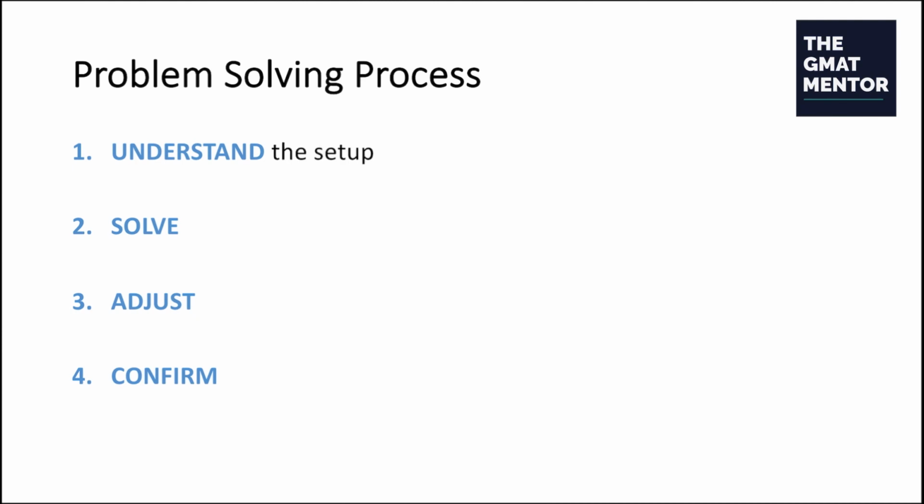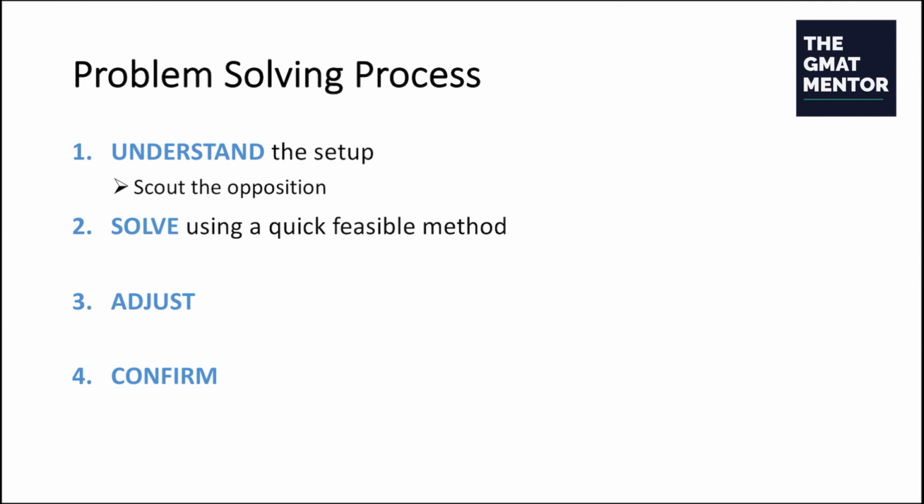First, understand the setup. You need to scout the opposition to know what you're up against. Notice how the problem and answer choices are put together, restate the question in simpler form if you can, and make deductions. Next, solve using a quick, feasible method. Pick what you think will be the most effective game strategy, whether that involves algebra, mathematical reasoning, or some other method, and then execute. Third, if you get stuck or see a better way, adjust your strategy.